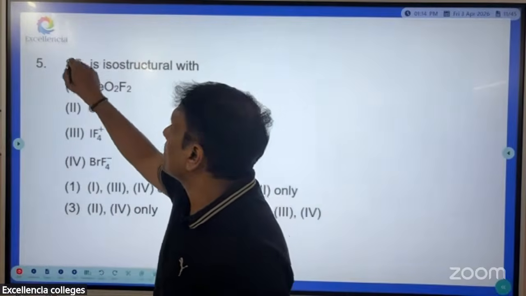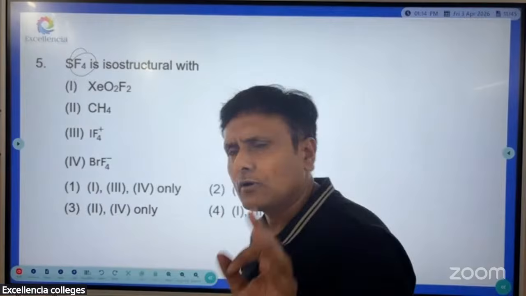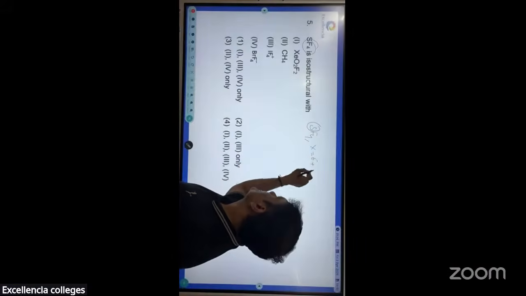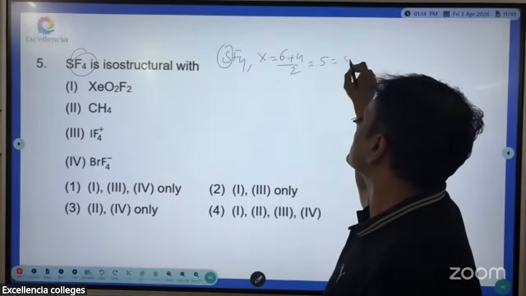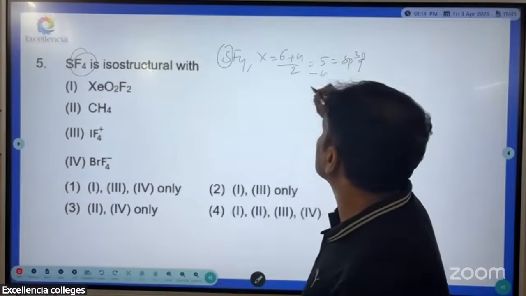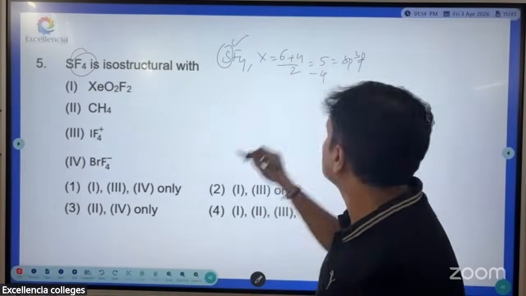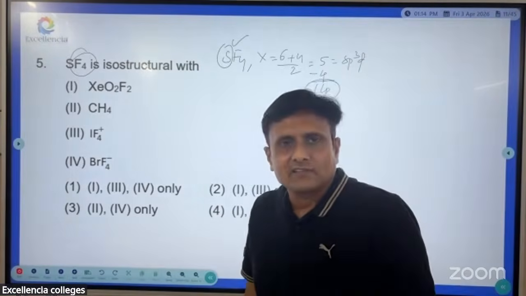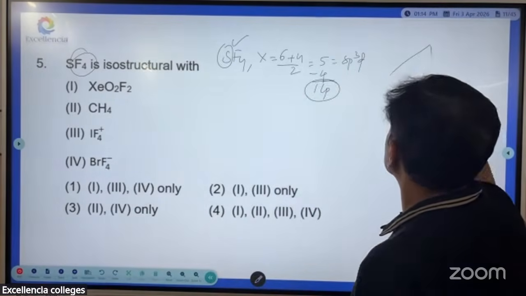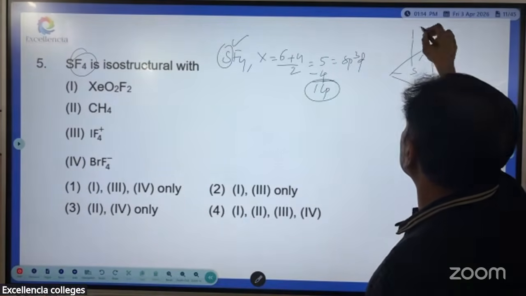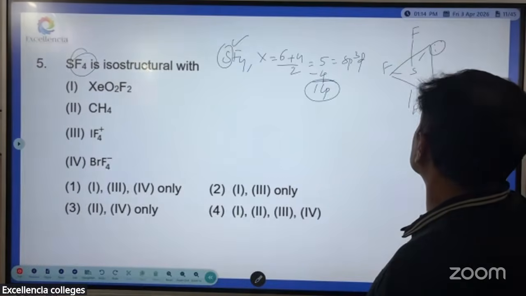When you are given SF4, you all know what it is. You have to find the value of X: valence electrons plus halogens attached, divided by 2, gives rise to its hybridization, right? Hybridization is sp3d. And you know how many atoms are connected with the sulfur. Then you get the lone pairs. You got one lone pair with the sulfur and hybridization is sp3d. Therefore, what is its structure, beta? One lone pair and 4 bond pairs. You call this seesaw.